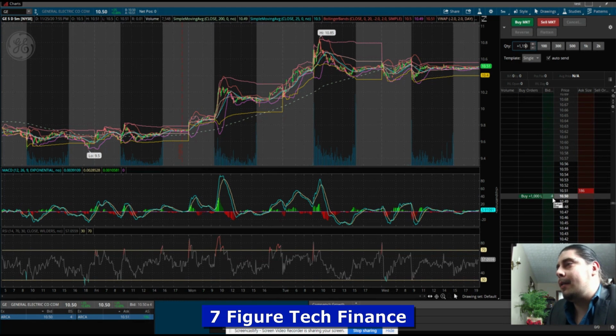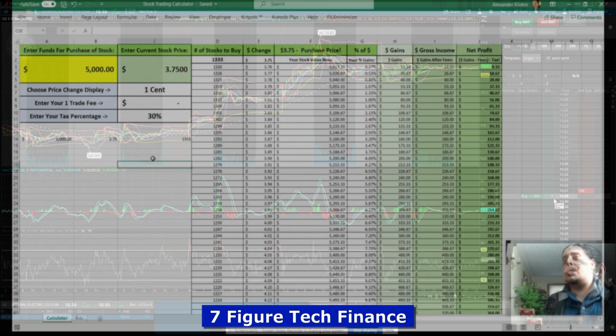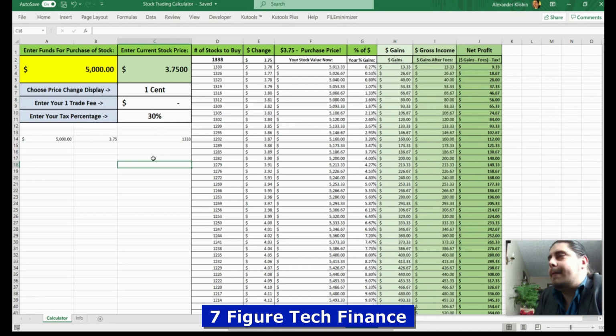So this is how you can easily analyze your trades. You can see exactly how many shares you need to buy, and you can do it in a very fast environment when it comes to day trading or swing trading or even simply investing. The system is completely free. It's yours, and you can simply download it on the website.